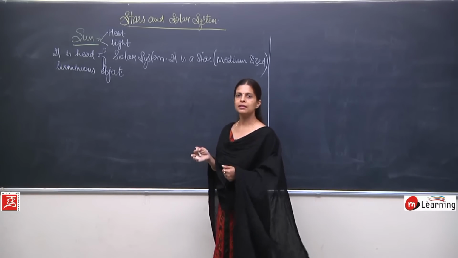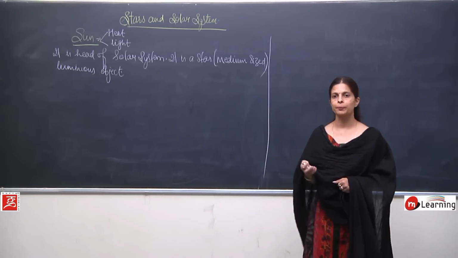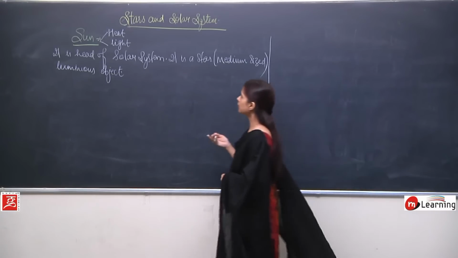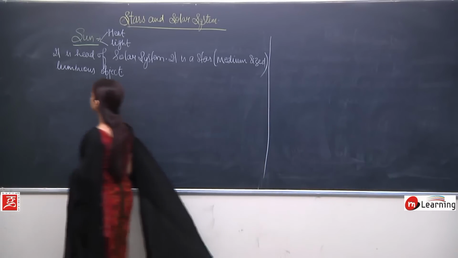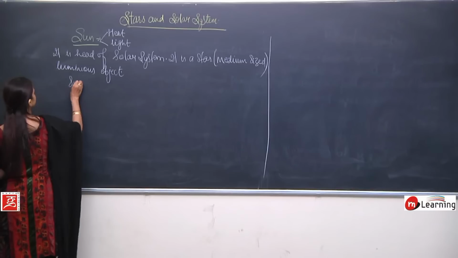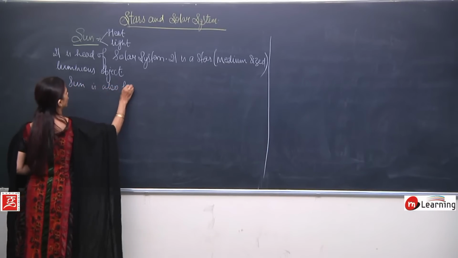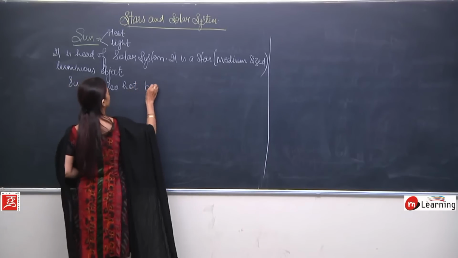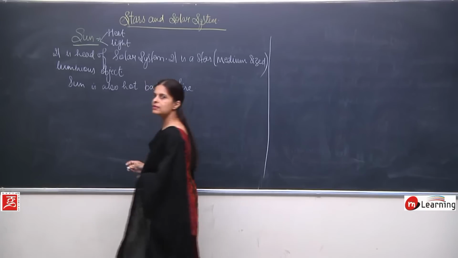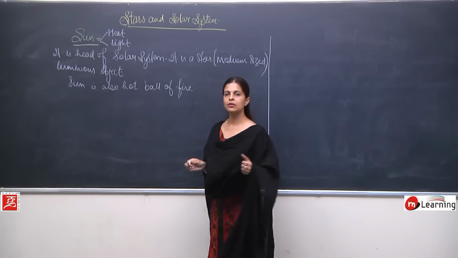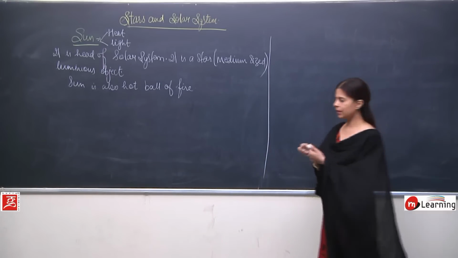Now, what is the composition of the Sun? What is it made up of? And why does it emit light? What is there in that? So basically, children, the Sun is also known as a hot ball of fire. Why is it known so? Actually, because of the temperature of the Sun.